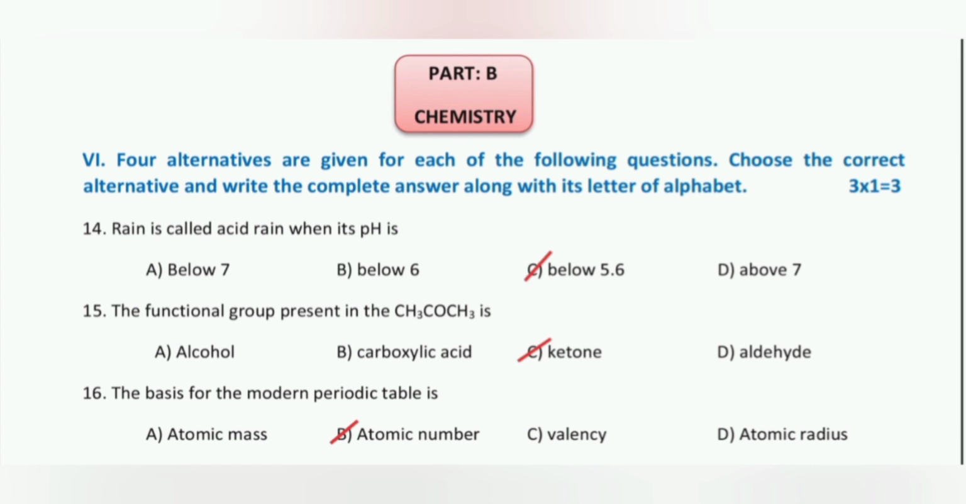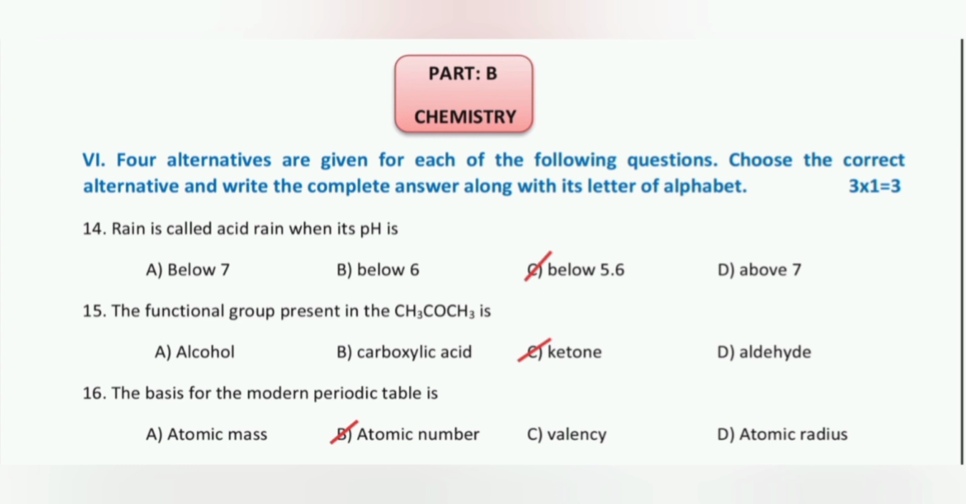The functional group present in CH3COCH3 is. Students, write the structural formula of this. You can see that there is a functional group C double bond O in the middle, which is nothing but the ketone group. Therefore, the correct answer is option C, ketone.